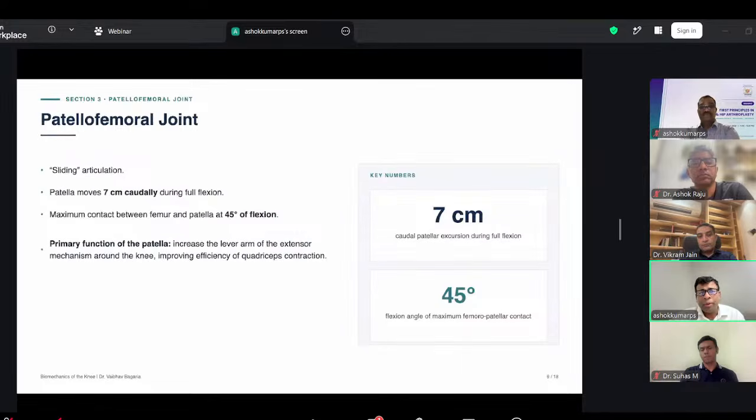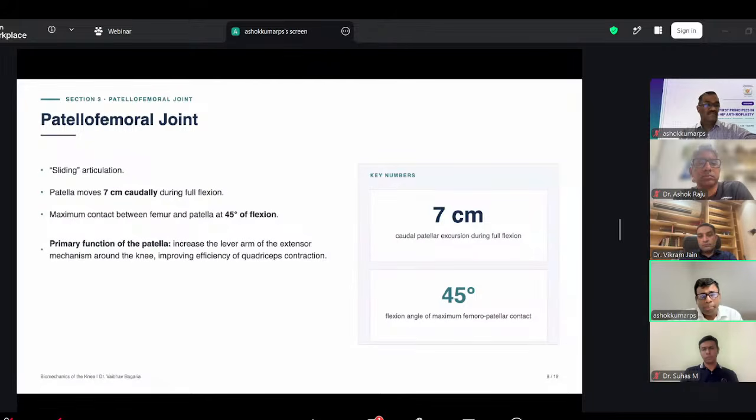Now, coming to the other joint, which is the patellofemoral joint, which is basically a sliding articulation. One must remember two numbers: the patella moves 7 centimeters caudally during full flexion, and the maximum contact between the femur and the patella happens at 45 degrees of flexion.